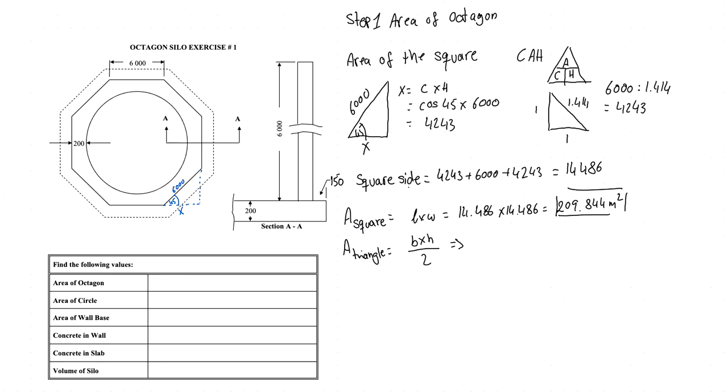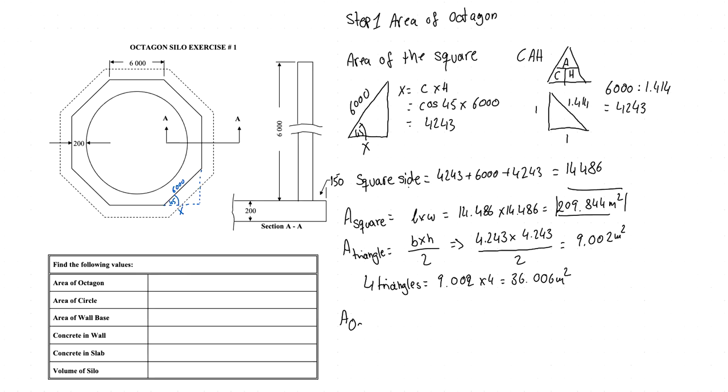So base times height is the same for us, right? So that's the number that we found up here, the 4243. So again, turning it into meters, we've got 4.243 times 4.243 divided by 2. So that gets us one triangle, 9.002 square meters. Now for 4 triangles, we just multiply by 4. So 9.002 times 4 gets us 36.006 square meters.